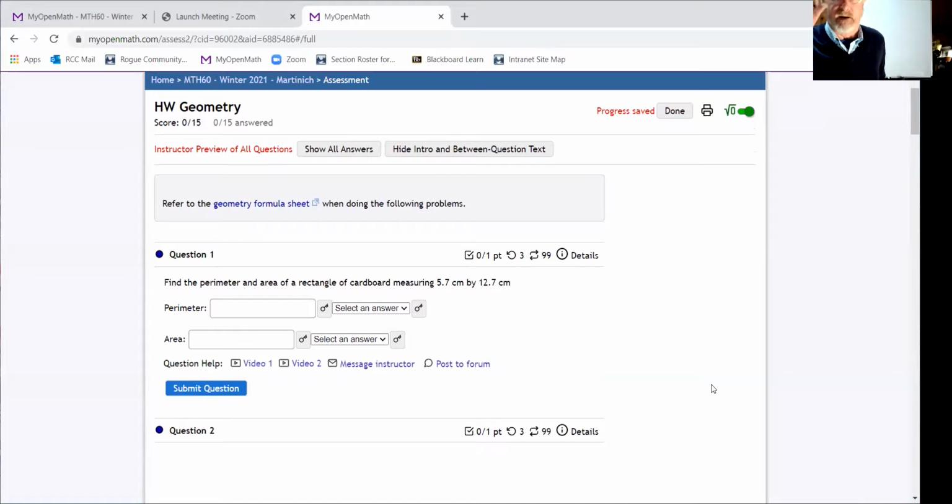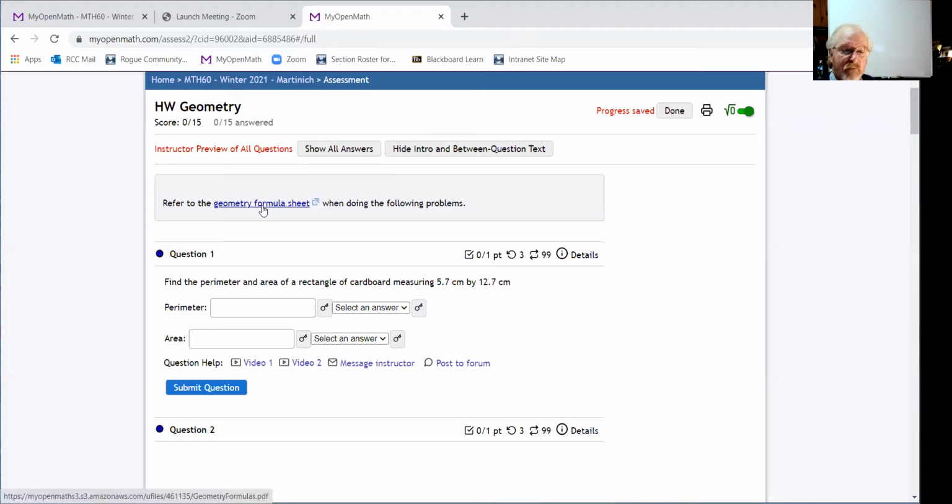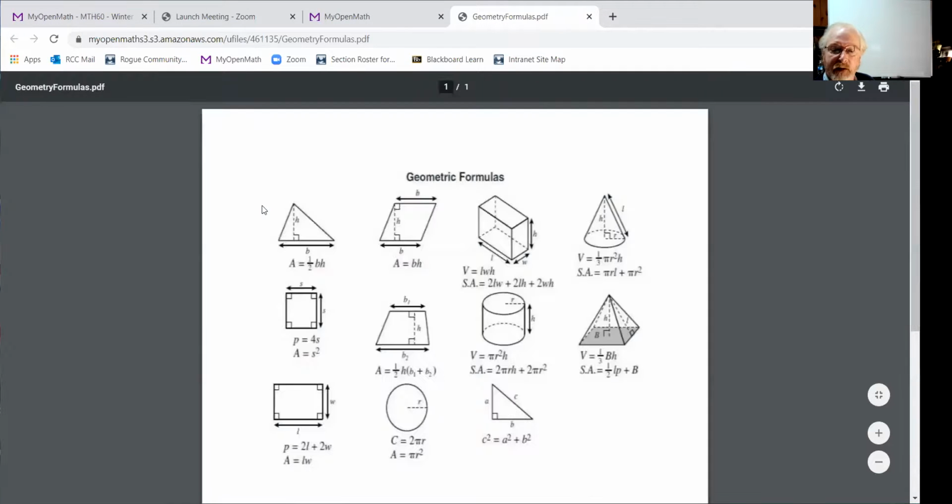Okay, so as I mentioned before, all the problems are different for each of you. The numbers are different, but the kinds of problems are the same. Here's that link to that geometry formula sheet. Are you seeing that formula sheet? So this is what you would pull up. We went over the triangle, the rectangle and the circle.